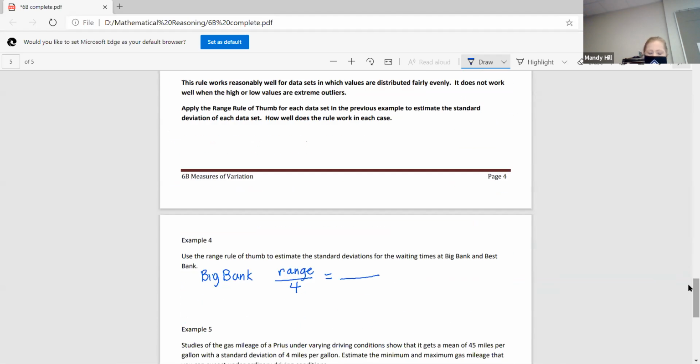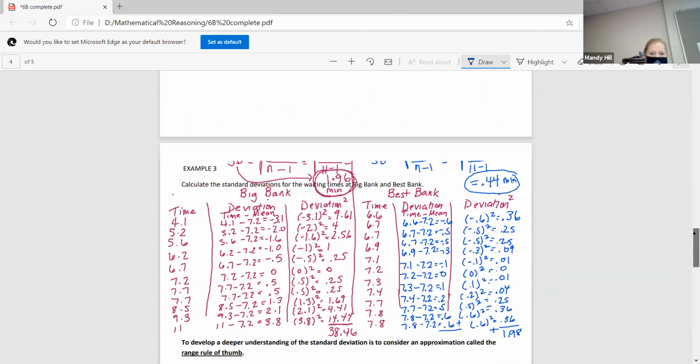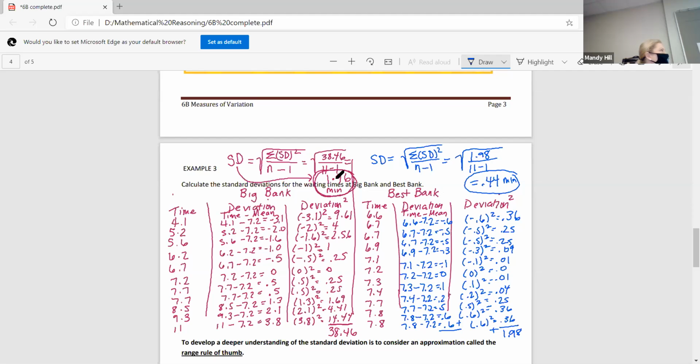So we would need to do, okay, what is 11 take away 4.1? Well, the answer to that is 6.9, and it's always going to be divided by 4. And when you do this, it's approximately 1.7 minutes. Okay, this is an estimate for standard deviation. The exact standard deviation that we got was 1.96.